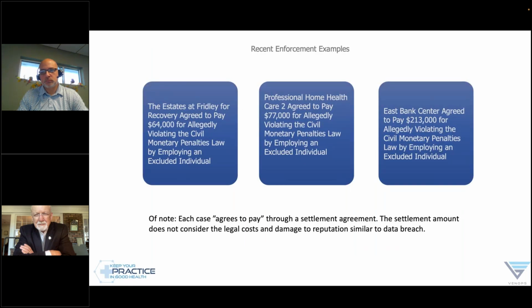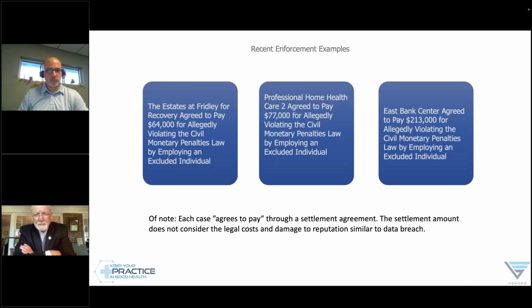Recent enforcement examples. I want to say the average civil monetary penalty is about $102,000 as far as settling any exclusion case. That's not on the slide, but having reviewed that, that was for the year 2021. Every year it grows just a slight bit more.